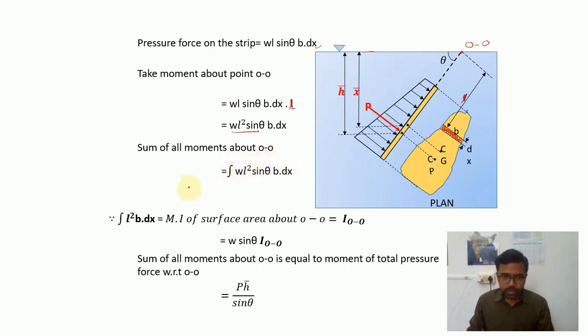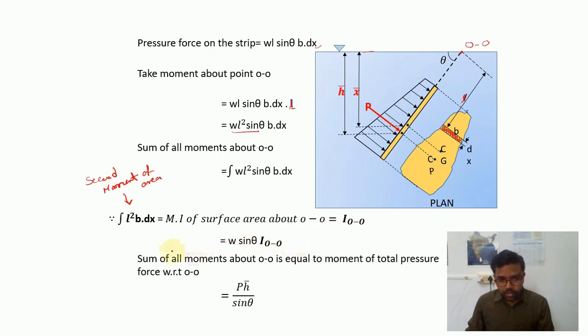Now in this equation, W is constant and sin theta is constant. The integration of L square B dx is called the moment of inertia. This is also called the second moment of area about the OO axis, and it is the moment of inertia of the surface area about OO, represented with IOO. So it is W sin theta IOO.